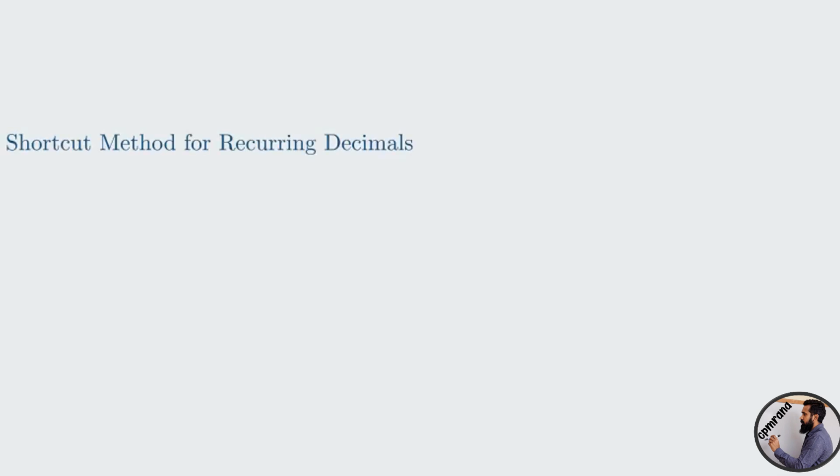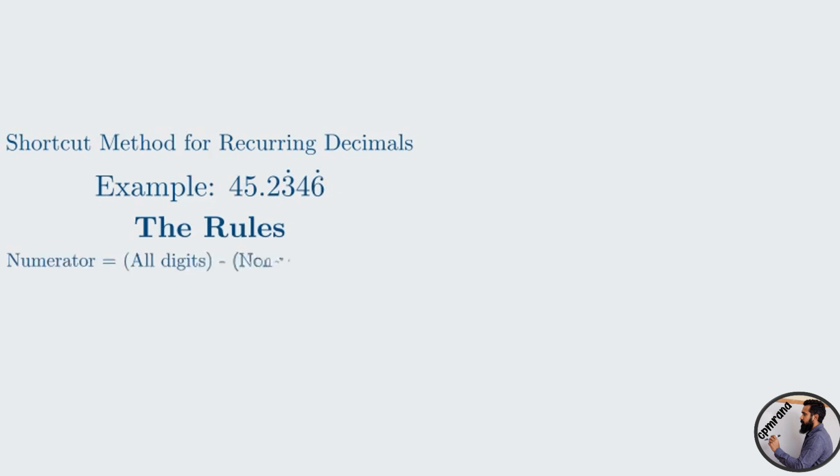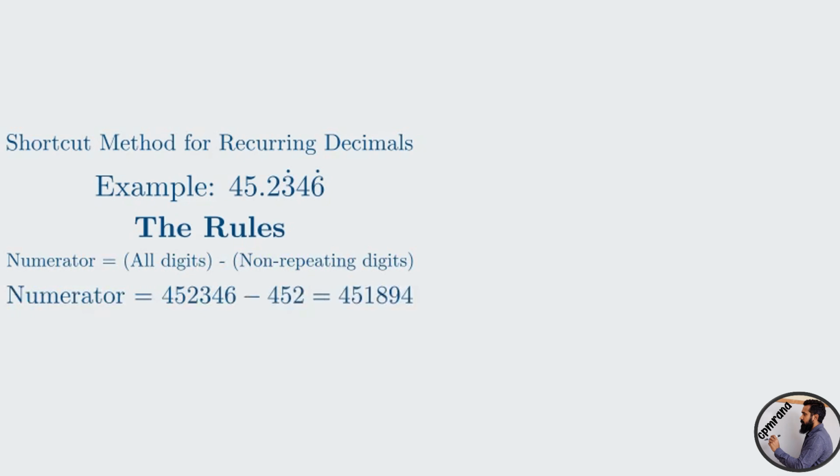Now that we understand the logic, let's look at a shortcut method. This method allows us to write the fraction directly without doing the full algebraic subtraction. Let's convert 45.2346, where 3, 4, and 6 are recurring. To use the shortcut, we follow a simple rule for the numerator and the denominator. For the numerator, take the entire number as if there were no decimal point and subtract the part that does not repeat. Here, we take 452,346 and subtract 452.